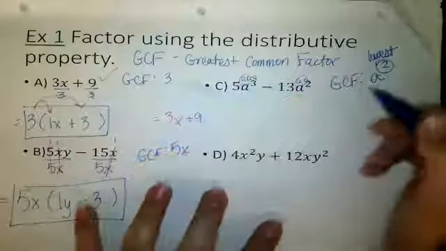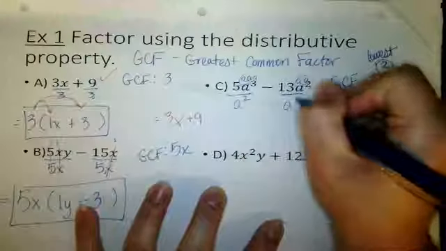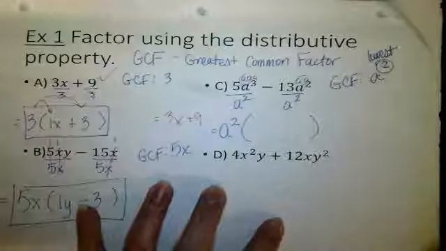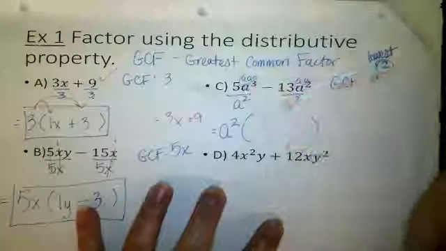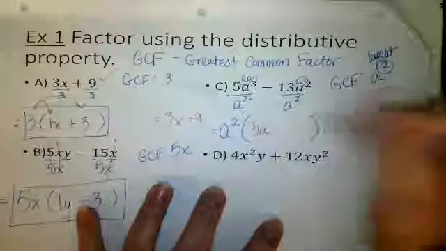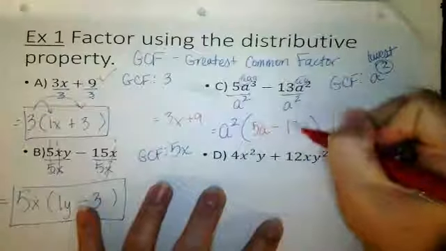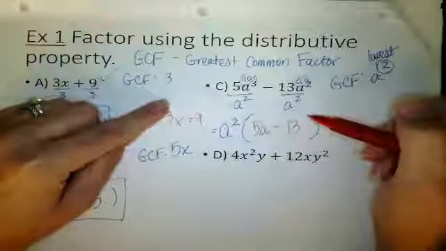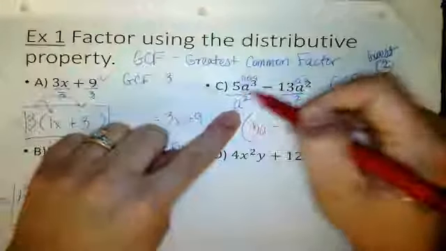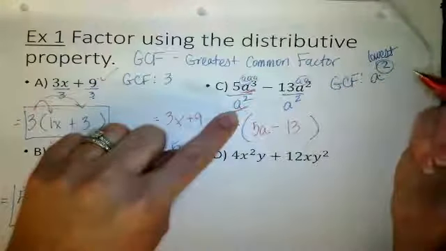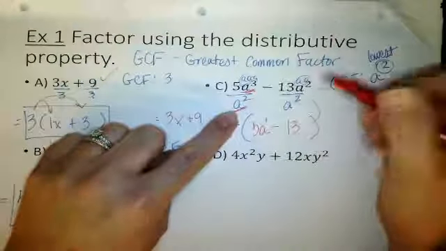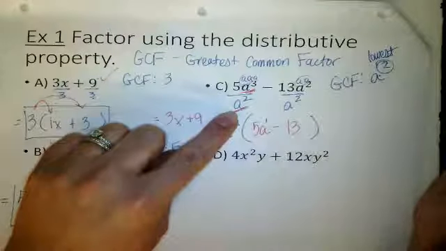Okay? So I am going to take out an A squared from both of these and relocate that out in front of parentheses. What's left behind when this gets cleaned up? 5a, very good. Minus 13, very good. Why is it 5a minus 13? Because you're dividing by a squared. Yeah, what is a cubed divided by a squared? A to the first. How do we get a to the first? You subtract the exponents. Very good.